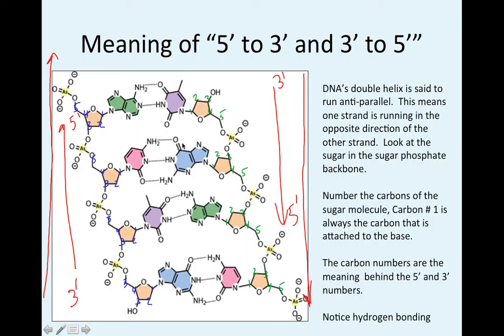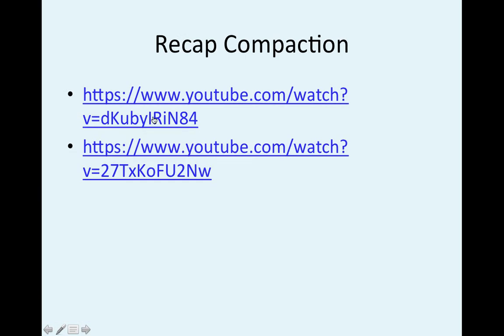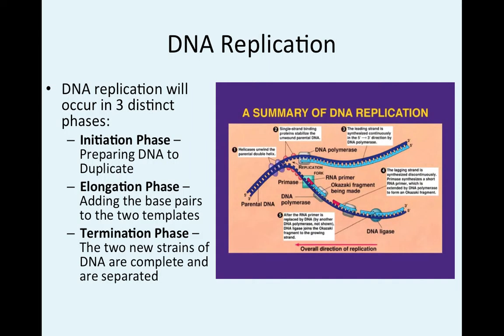Some other things I would expect you to know: between guanine and cytosine, so between G and C, I'm going to have 3 hydrogen bonds. And between A and T, I'm only going to have 2 hydrogen bonds. These are some videos that I would suggest watching. It recaps on compaction. They're really good videos, and especially when we get into replication and protein synthesis, the videos are crucial to understanding. It's very difficult to just explain in words exactly what's happening.